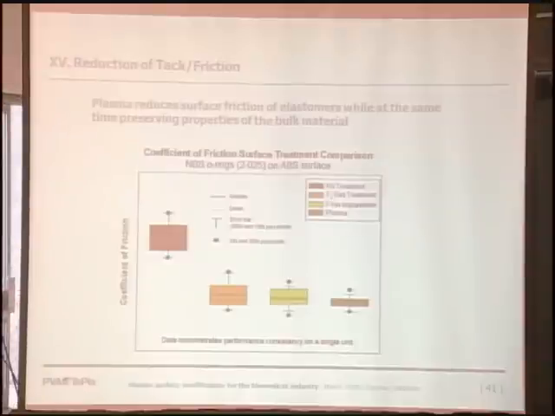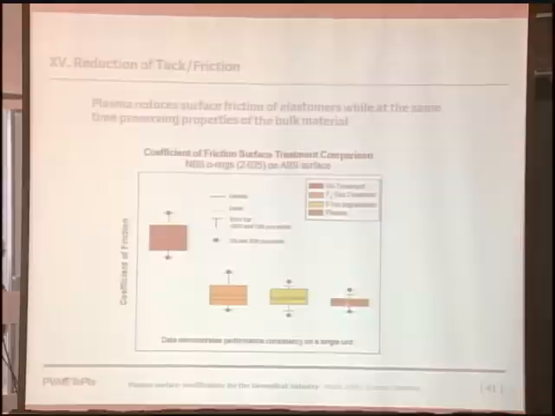Again, we're comparing the reduction of the coefficient of friction using plasma. We're comparing it to other methods like fluorine ion implantation, fluorine gas treatment. This is the plasma right here. We get the lowest mean coefficient of friction after plasma treatment and the lowest standard deviations.